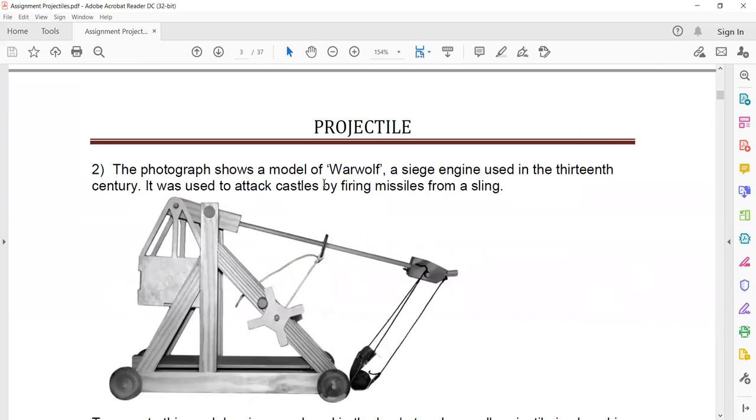The photograph shows a model of Warwolf, a siege engine used in the 13th century. It is used to attack castles by firing missiles from the sling. So basically, this is a sling. When it moves vertically, it will release this missile and that will hit the castle.